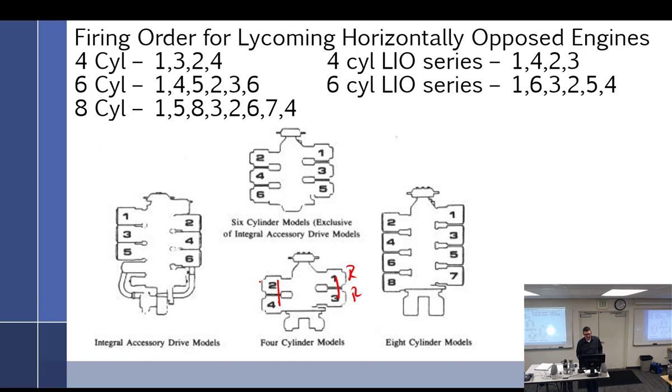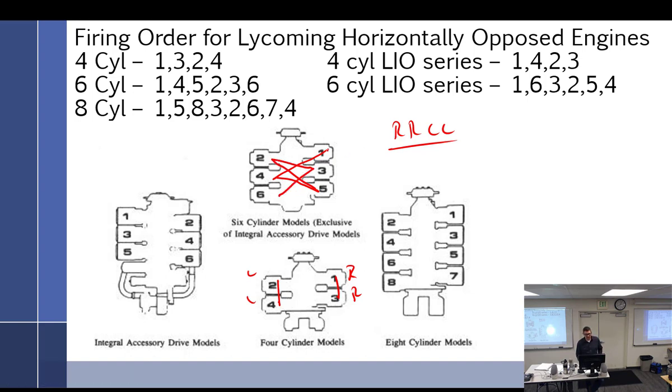Right, right, left, left. So it's firing right, right, left, left. That's the way it fires. The 6-cylinder is going to go, oops. This will make more sense: 1, 4, 5, 2, 3, 6. That to me makes sense.